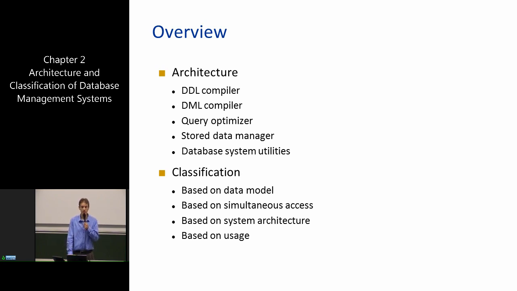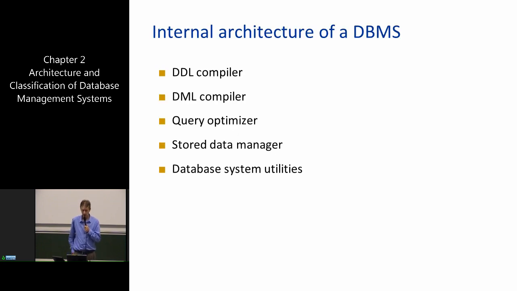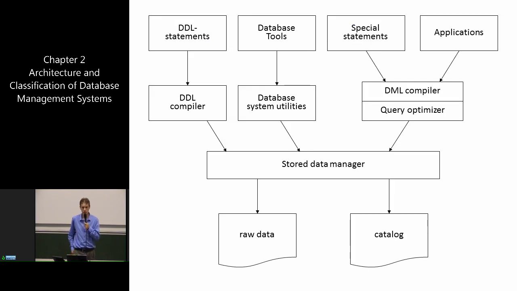So let's start with the internal architecture or anatomy of a DBMS. Well, a DBMS has different components, being the DDL compiler, that's data definition language, DML compiler, remember, data manipulation language, the query optimizer, the stored data manager, and then various database system utilities. I'm going to start by discussing the general overview and picture of a DBMS architecture. So here you can see the different components and how they work.